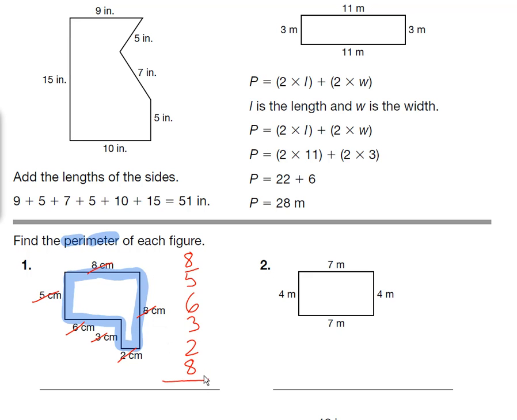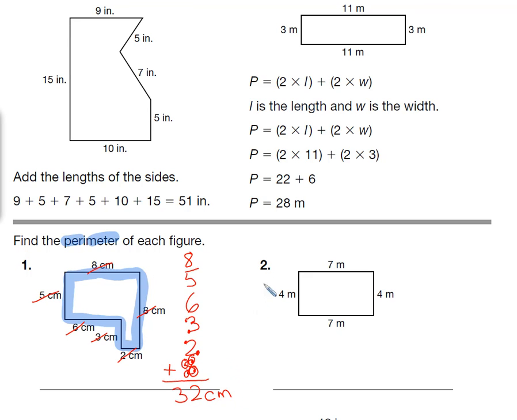And in order to find the perimeter, you have to add all of those sides up. So 8 plus 5 is 13. 13 plus 6 is 19. 20, 21, 22, 23, 24, 25, 26, 27, 28, 29, 30, 31, 32. So the perimeter around this shape right here is 32 centimeters.